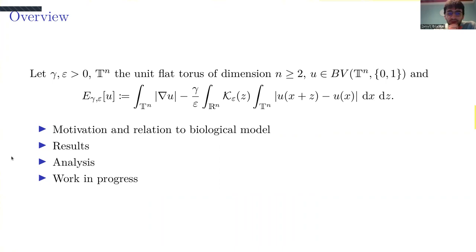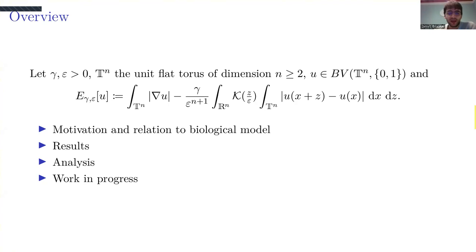I will talk about this energy functional, which consists of two parts. First, this local term, which is a short notation for the perimeter of the function u, and a non-local term, which we'll talk about throughout this talk. First, I want to give you some motivation for why we're talking about this energy and its relation to a biological model. Afterwards, I want to talk about some results that my collaborators and I obtained regarding the gamma limit of this functional. Then I want to go a little bit into the proofs and work in progress on these types of functionals.